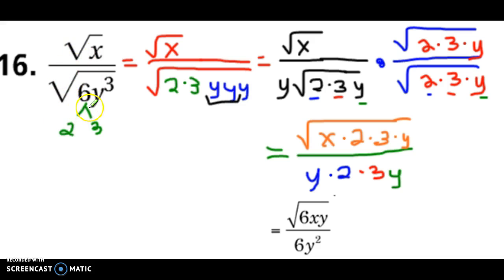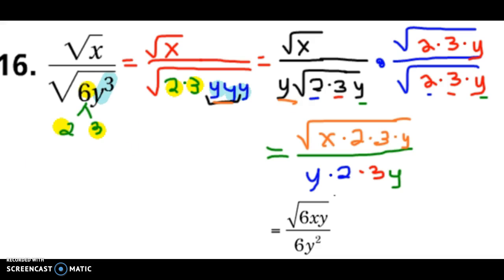I notice I have a radical in the denominator. I need to get rid of the radical. So I'm going to factor 6. That's 2 times 3. So I have a 2 and a 3. I have y cubed. I'm going to write this out longhand. So I have y, y, y. I have square root. So I notice right away I have a set of y's. That y comes out.